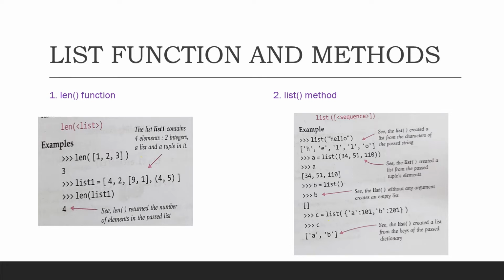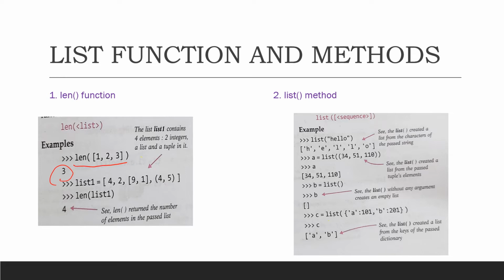So the first one is the len function. The len function is nothing but measuring the number of items in the given string or list. So over here, let's see in this example, as you see, len of 1, 2, 3. So there are 3 characters. That's why the output is 3. In the second example, it's given as 4, comma 2, and again in brackets is given 9, comma 1.